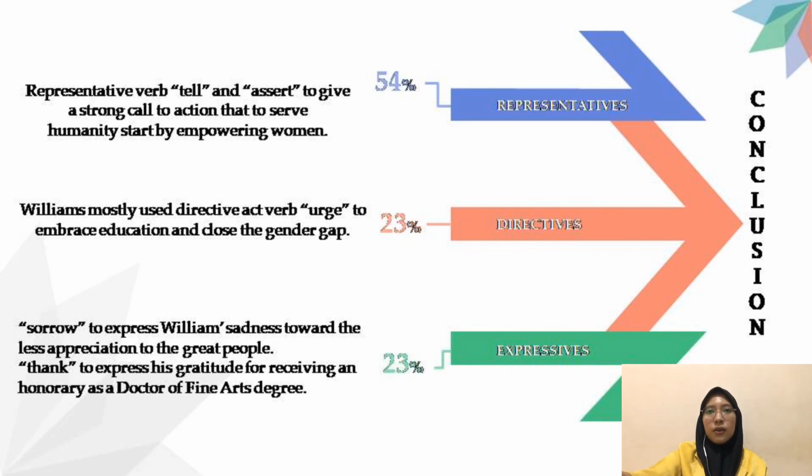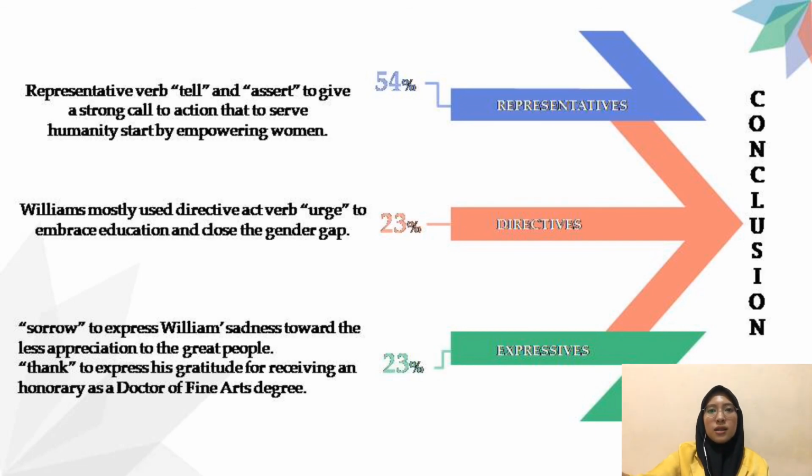And the other kind of speech act is the illocutionary act directive, which is found in 23% or 11 data, and Williams mostly used the directive verb urge. He uses the verb urge to encourage the graduates to do something important as they should, such as to embrace education and close the gender gap. He also urged the graduates to talk about their accomplishments, as in the past, the previous generation worked only behind the scenes. Therefore, Williams urged people to stop being anonymous activists.